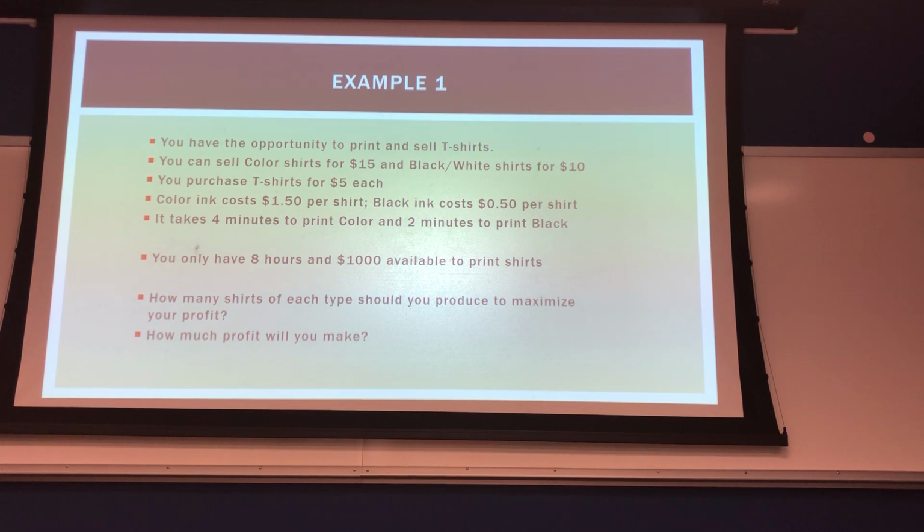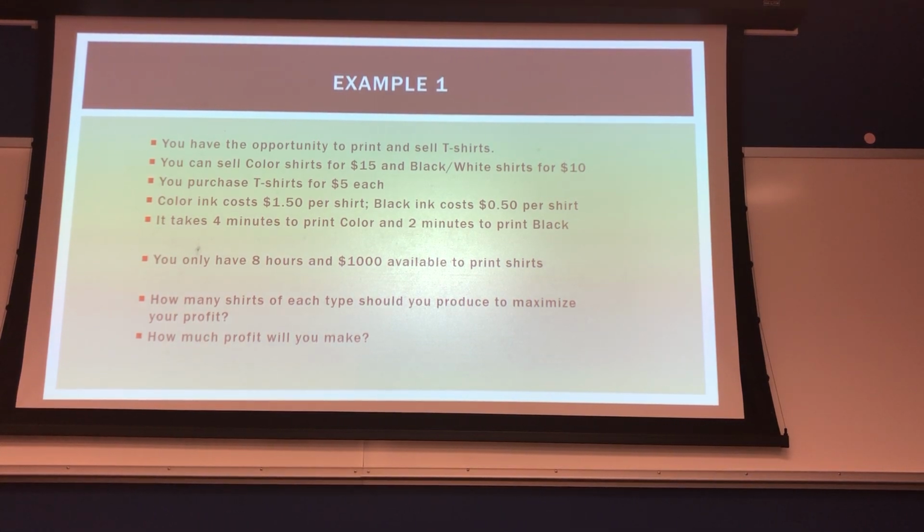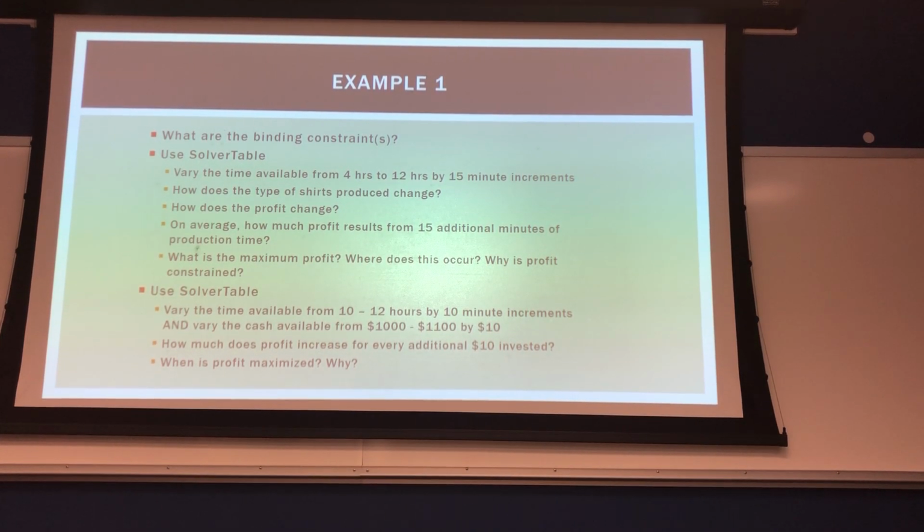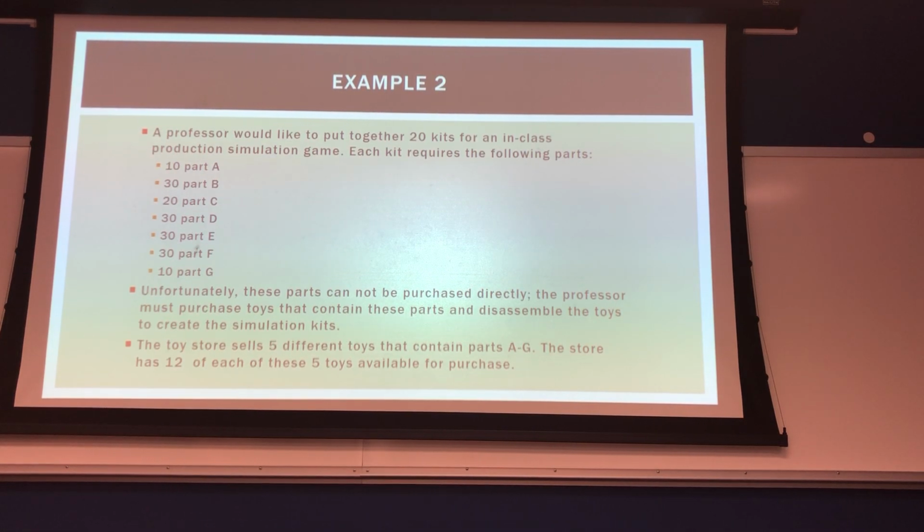So we put the model together, which took no time at all, and then we did learn about the solver table here with the one-way and the two-way solver table, where we were varying the time available to us on the machines. And then the next one, both the time and the cache that were available. Okay. And so we looked at that, and then we moved to example 2.